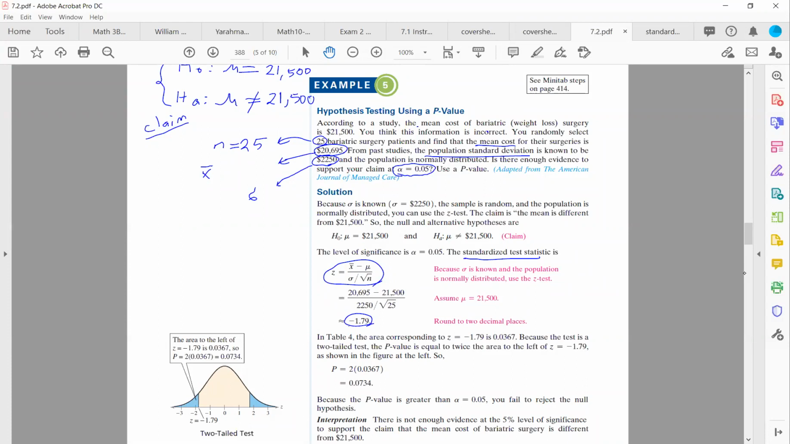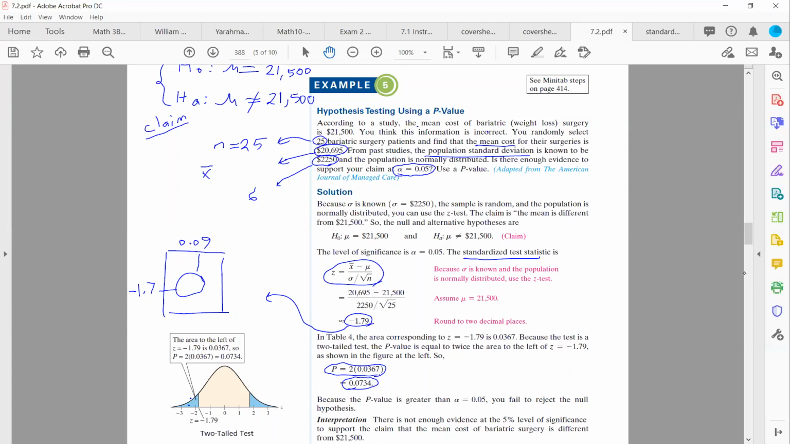Now you look at your table to find the area for negative 1.7 and 0.09. The intersection between them is this little area on the left-hand side. Now to find the p-value, you have to multiply it by 2 because the area is split in halves. One part is on the left-hand side, the other part is on the right-hand side, so you multiply by 2. So the p-value is almost 7%.